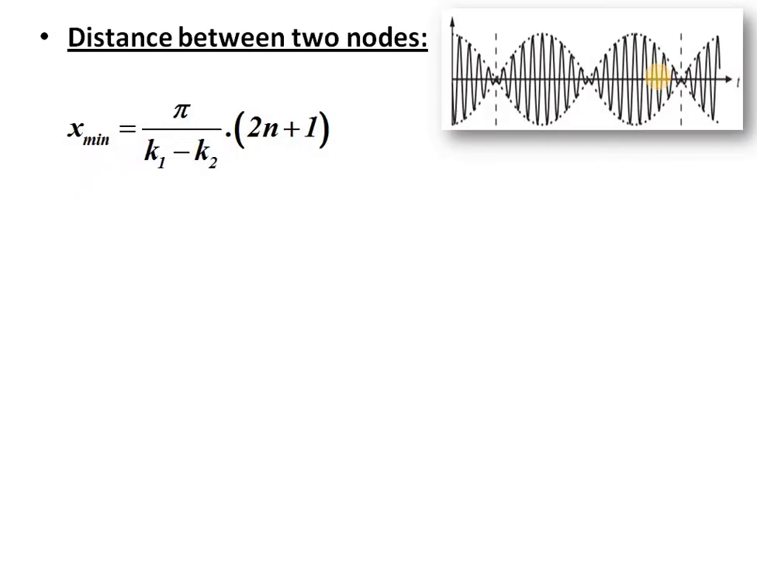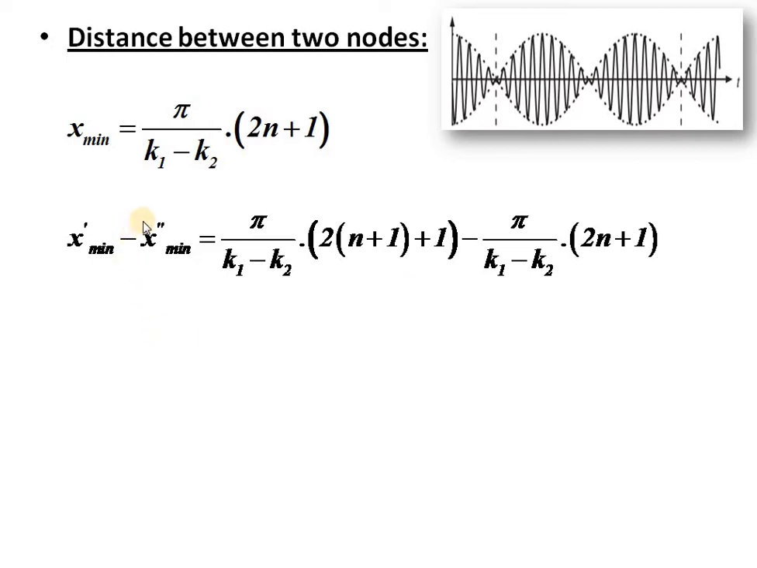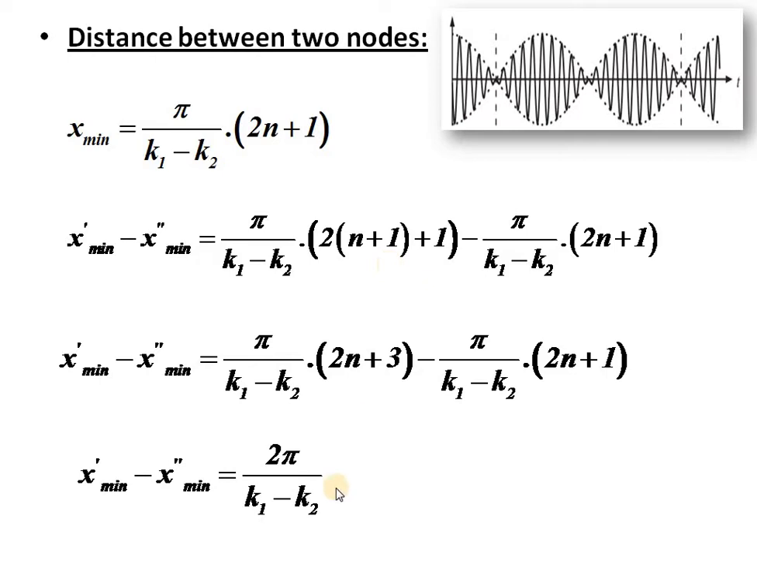So obviously, you can find the distance between two nodes. What you have to do, you take it as n, and the next one as n plus 1. So for n plus 1 and n, you can subtract. Very simple process. When you subtract them, you can see that this again is 2 pi by k1 minus k2. Previously, distance between two maxima you got as 2 pi by k1 minus k2. Now you got the distance between two minima as also 2 pi by k1 minus k2.